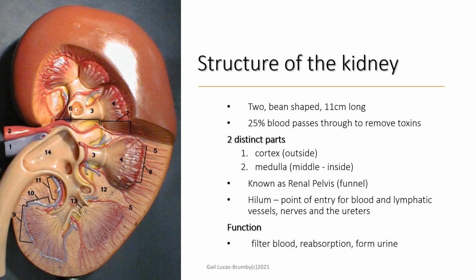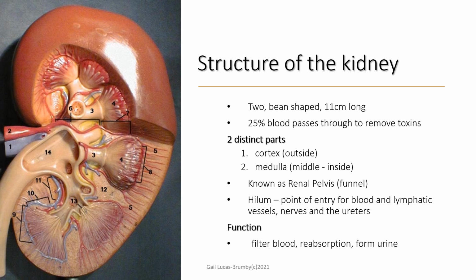Most of us have 2 kidneys. Occasionally, though, some people have been found to have 1 kidney and some people have been found to have 3, but that's quite unusual and no 2 bodies are the same. So most of us have 2 bean-shaped kidneys about 11 centimetres long that are found at the back of the body, sitting behind the liver, just either side of the spine. 25% of our blood passes through the kidneys at any one time to have its toxins and waste products removed from it.